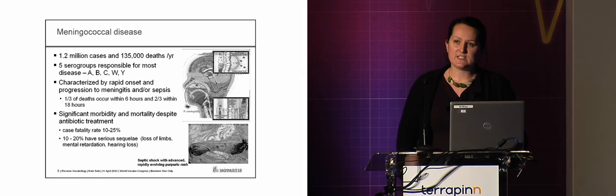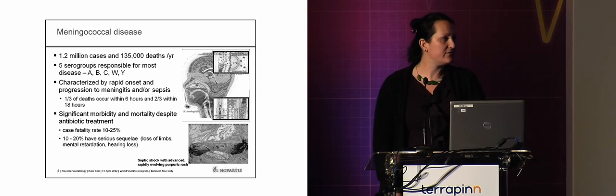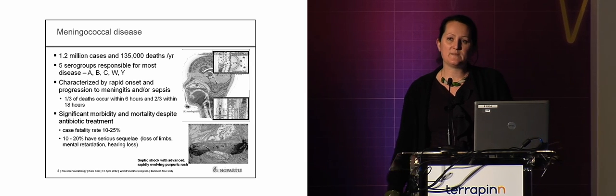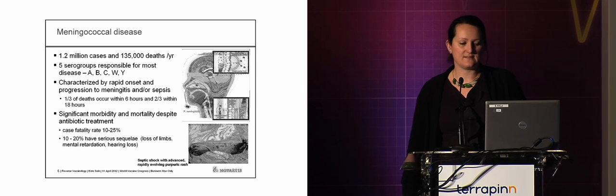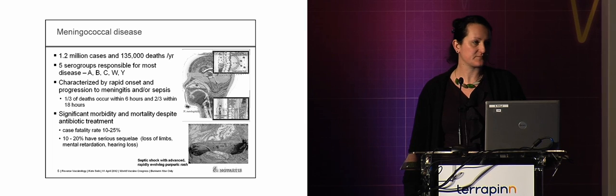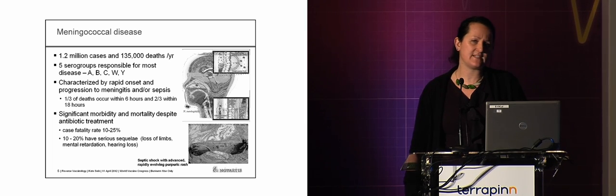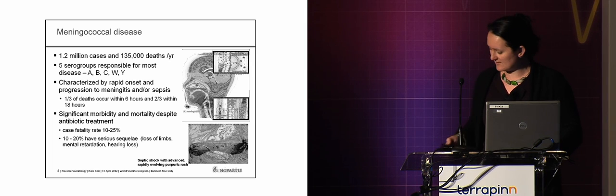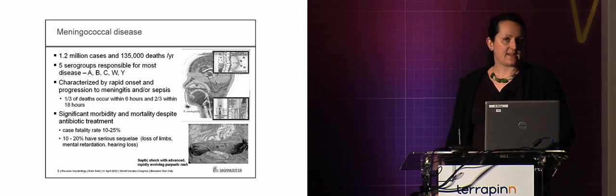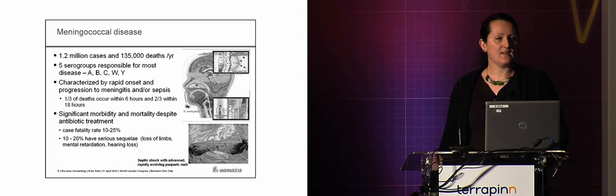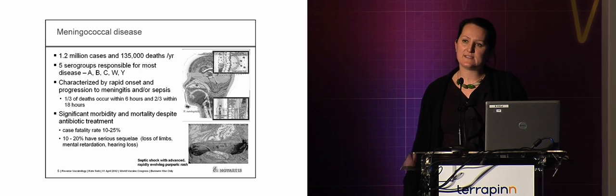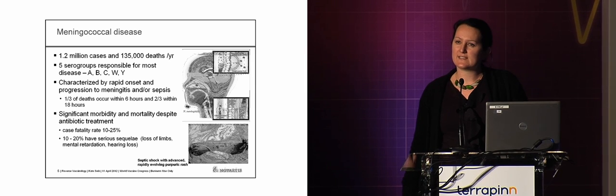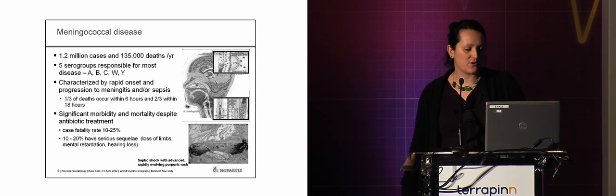Now, reverse vaccinology was first applied to serogroup B Neisseria meningitidis, and just to give you a brief overview of meningococcal disease, there are over 1 million cases per year, and it's estimated that there are approximately 135,000 deaths. The majority of these cases are caused by 5 main serogroups. Meningococcal disease is characterized by rapid onset and progression to sepsis or meningitis. Unfortunately, despite the use of antibiotics, there remains a high level of morbidity and mortality. So due to all these reasons, vaccination is considered essential in order to control meningococcal disease.